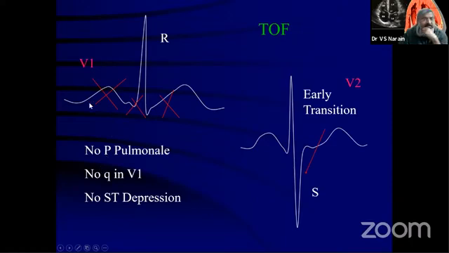In tetralogy of Fallot, the P wave will not be prominent. We said the P wave will be small, and it is small because the left part of the P wave is not prominent because of the underfilled left atrium. There will be no Q wave here, and there will be no ST segment depression. So tetralogy will have smaller P, no Q, and there will not be any ST segment depression. And of course, there will be an early transition from V1 to V2.